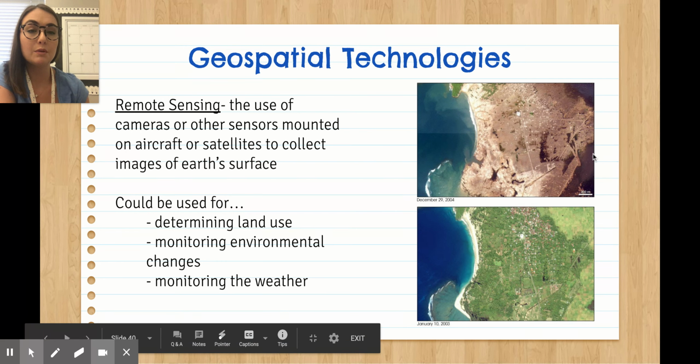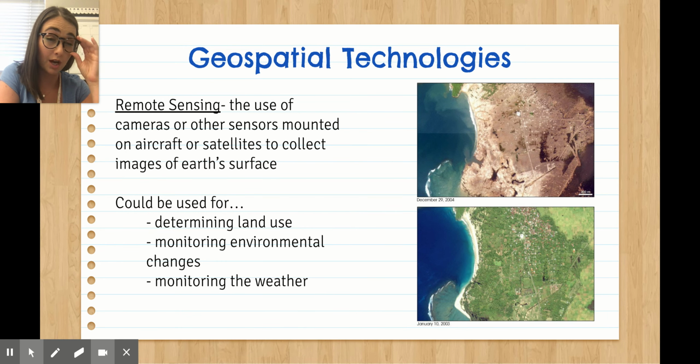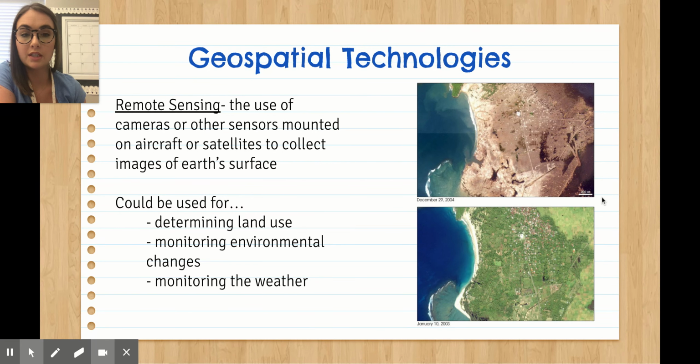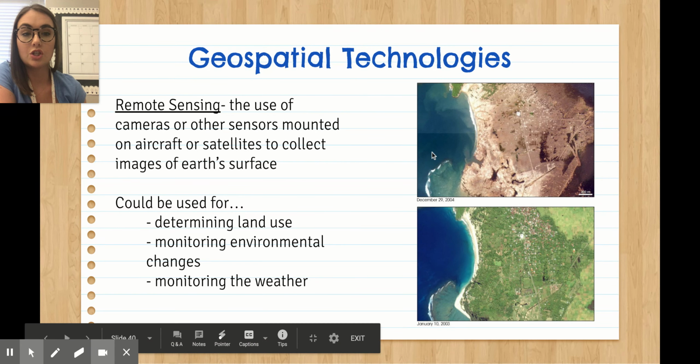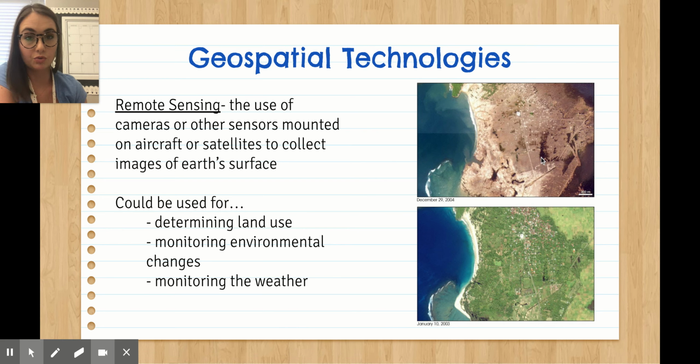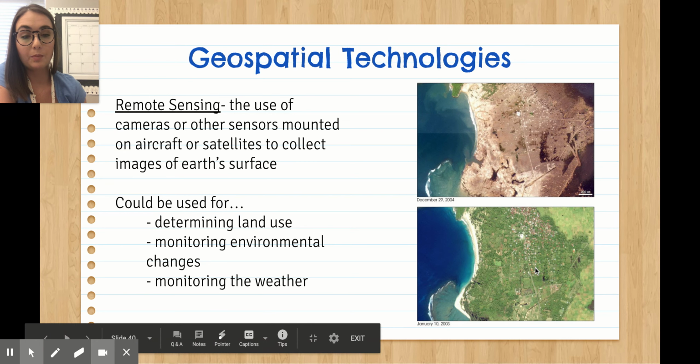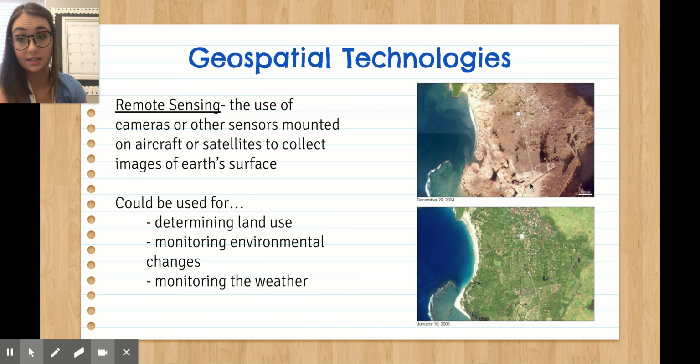This is a piece of land before and after a tsunami, which is an earthquake that happens in the ocean, and it produces giant waves that destroy anything in its path. And so you can see down here was before the tsunami. It looks like a pretty active place, lots of vegetation, lots of buildings. After the tsunami, they can see the devastation of this place and how vast the damage actually is.